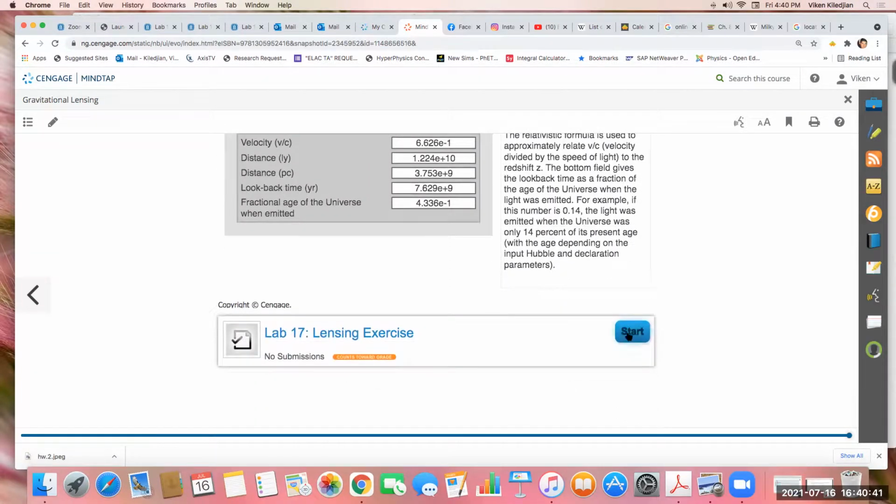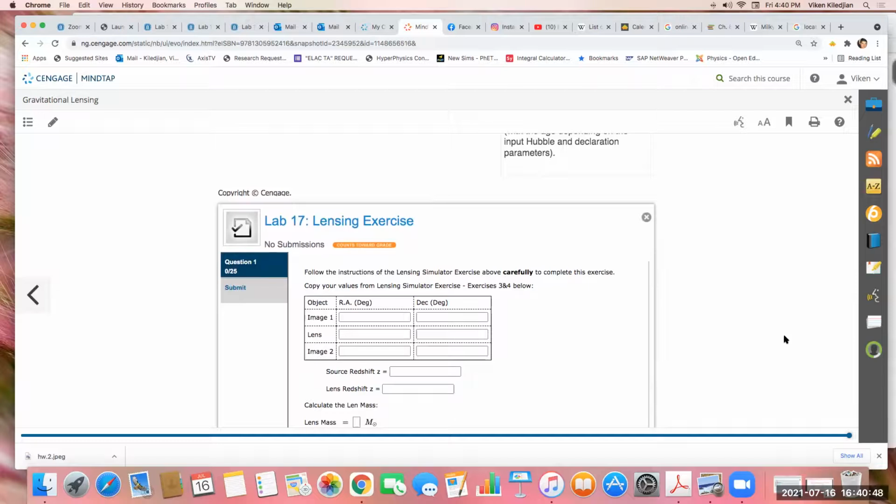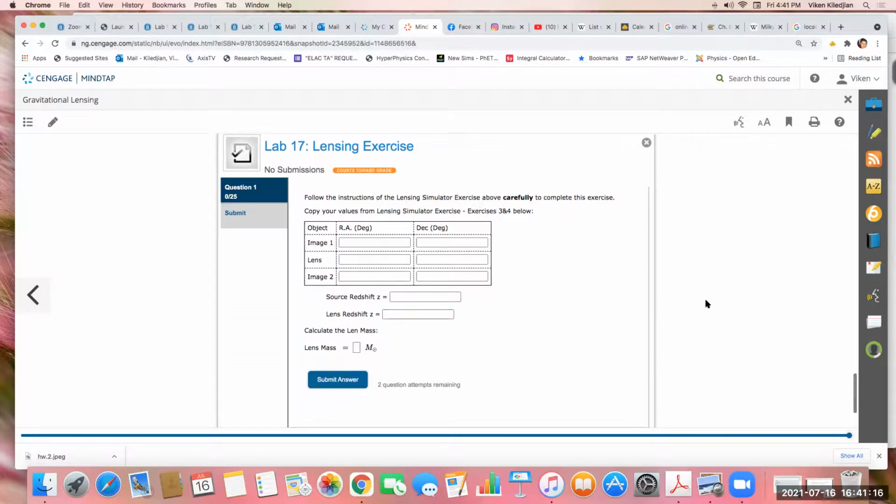Okay, so let's see here. Lensing exercise. Follow the instructions of the lensing similar exercise above carefully to complete this exercise. Okay, so here you're going to put the RA and the Dec of all of them. Source redshift, that one is already given. So you put all of these, calculate the lens mass, then you put the lens mass, and then you press enter. So how many pictures is that and how many calculations to show?